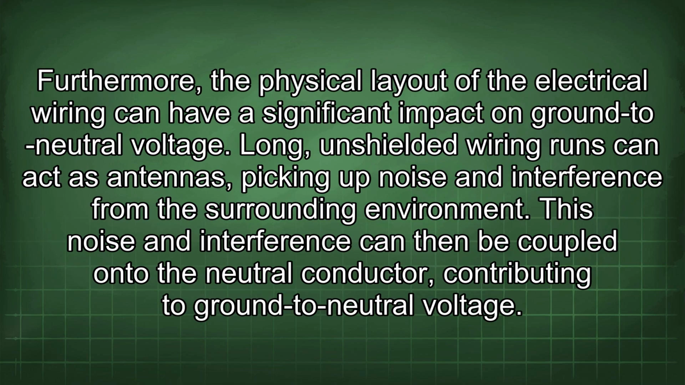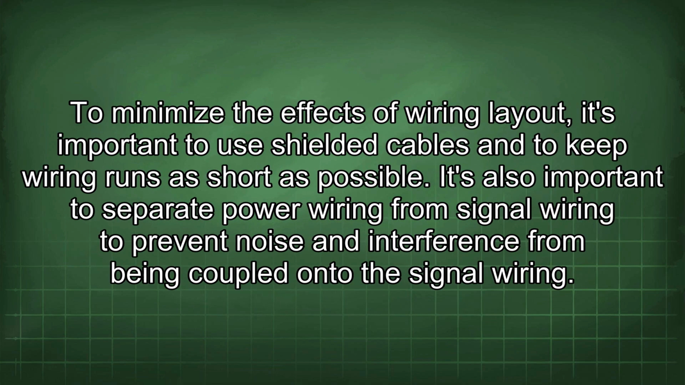Furthermore, the physical layout of the electrical wiring can have a significant impact on ground to neutral voltage. Long, unshielded wiring runs can act as antennas, picking up noise and interference from the surrounding environment. This noise and interference can then be coupled onto the neutral conductor, contributing to ground to neutral voltage. To minimize the effects of wiring layout, it's important to use shielded cables and to keep wiring runs as short as possible.